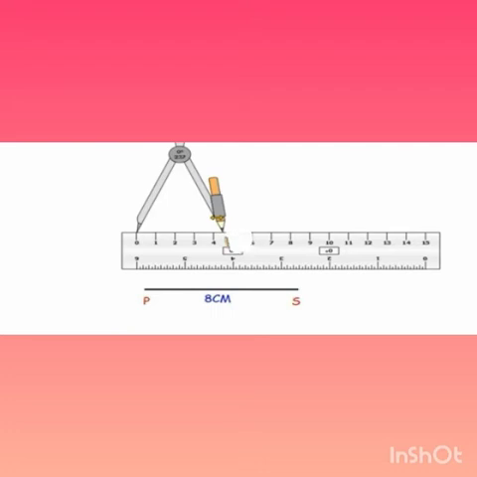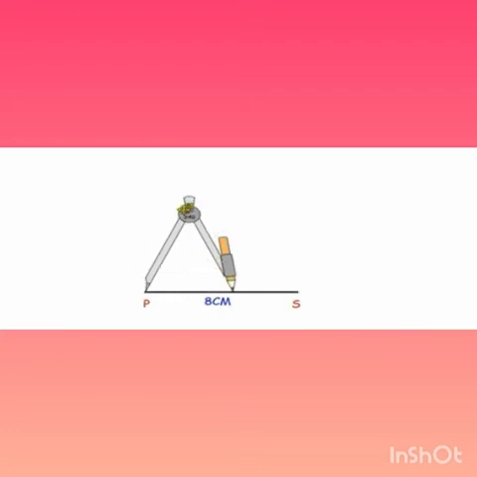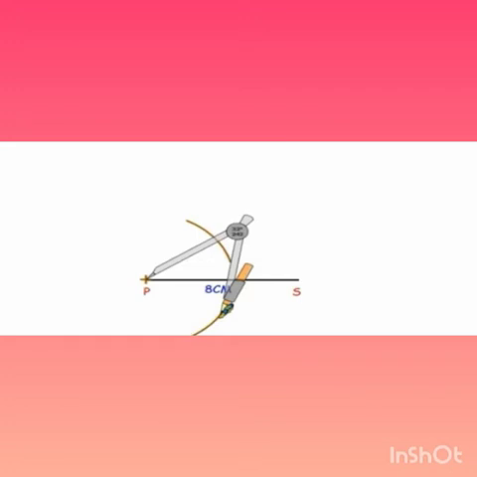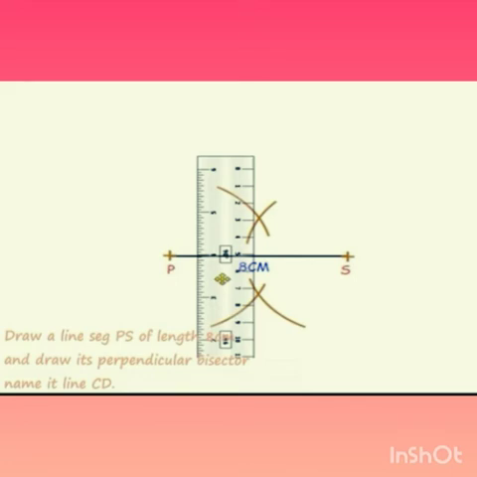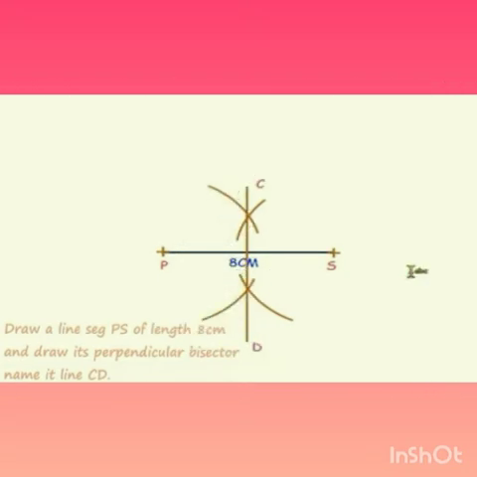Now place your compass on the point P and draw an arc up as well as down. Similarly, now place your compass on the point S and draw an arc on both sides, up as well as down. Now again take a ruler, keep it at the center of both the arcs and draw a line joining these two arcs. Name the line CD and this is your perpendicular bisector. Understood, my students?